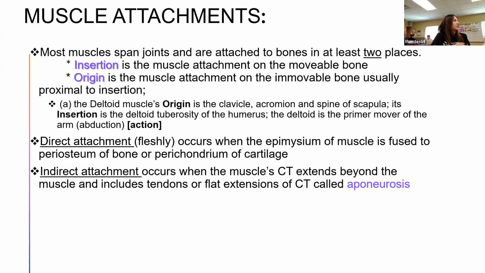And then indirect attachment occurs when the muscle's connective tissue extends beyond the muscle and includes tendons or flat extensions of connective tissue called aponeurosis. A few of us have started to talk about that in class or lab. Does anybody know where we find aponeurosis, like an example? Right here on the top of your head, or somewhere else? Abdomen, yeah, your abdomen. Good. I would know the definitions of these two, the differences, and then indirect attachments.